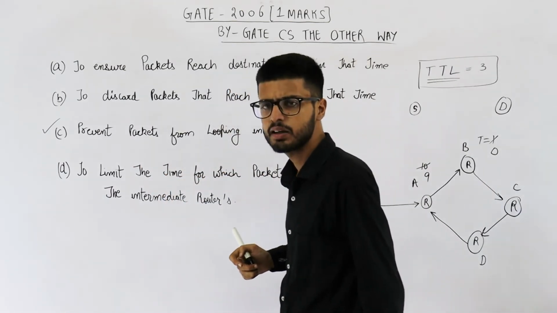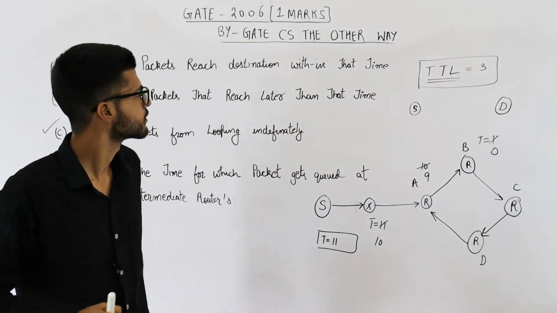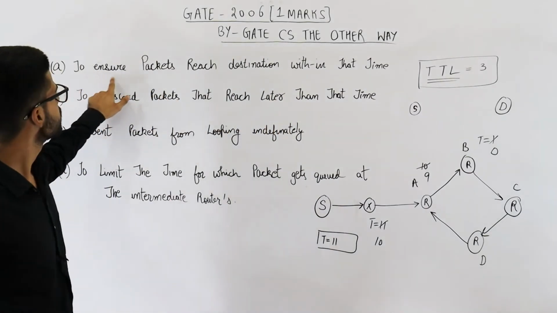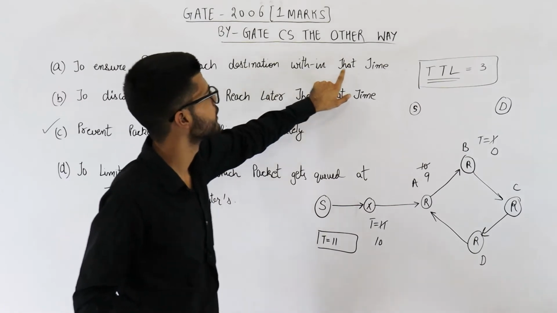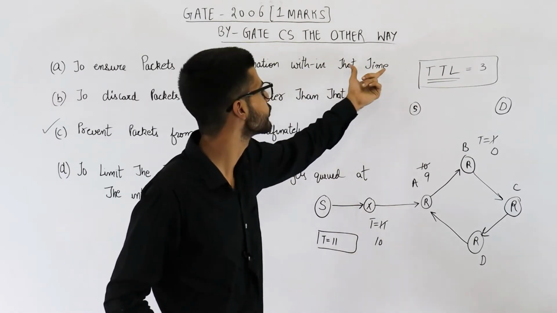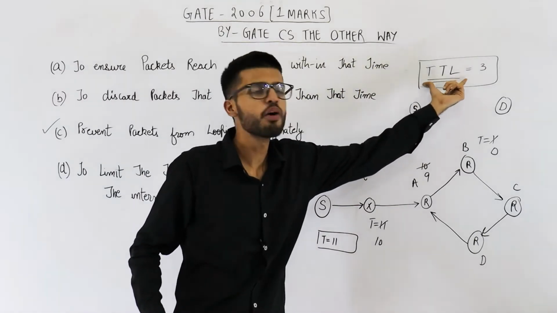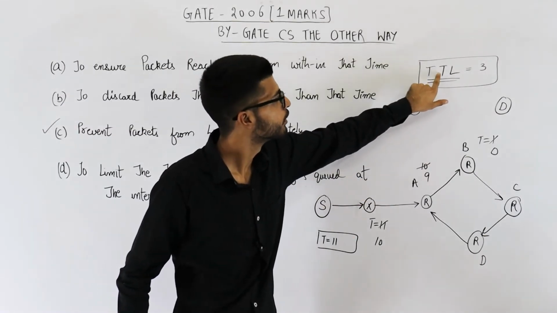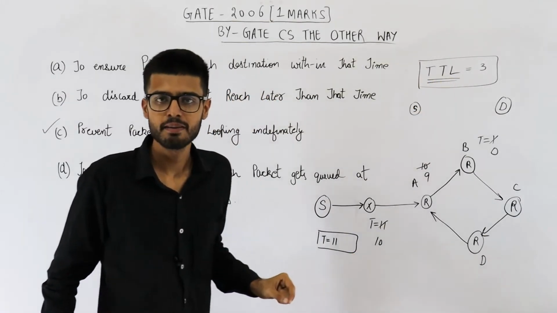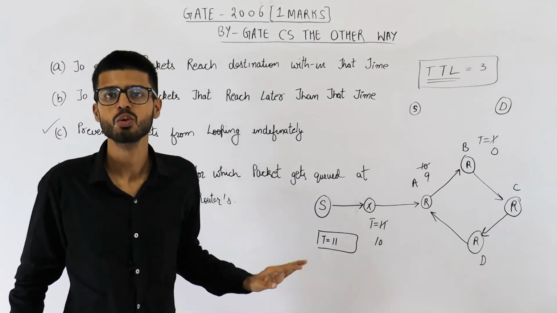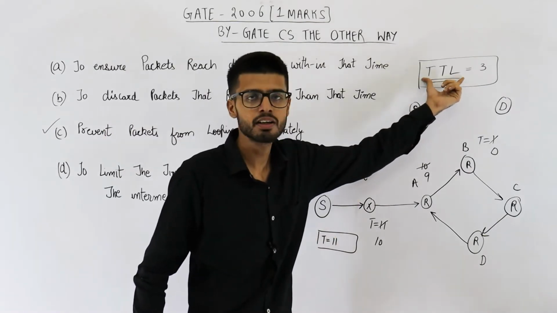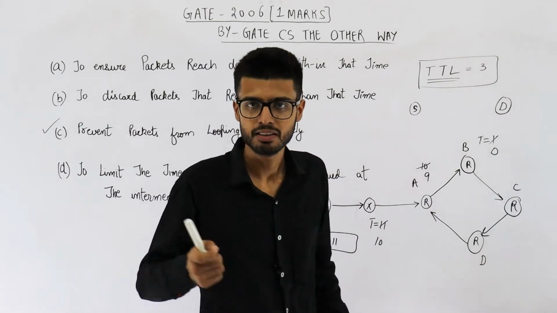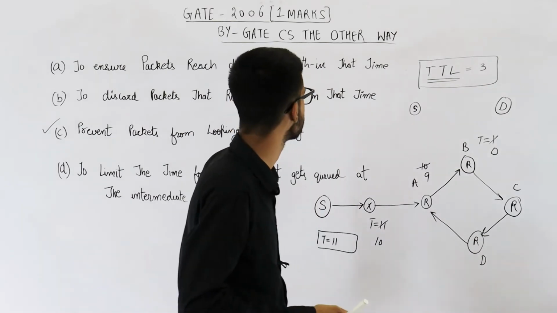Now options A and B are just there to confuse you. They are saying to ensure packets reach the destination within that time. They are using this word time because the full form of TTL contains the word time. Time to live. Even though it is called time to live, it has nothing to do with time. TTL is not a time, it is actually a number, the maximum number of hops a packet can take.